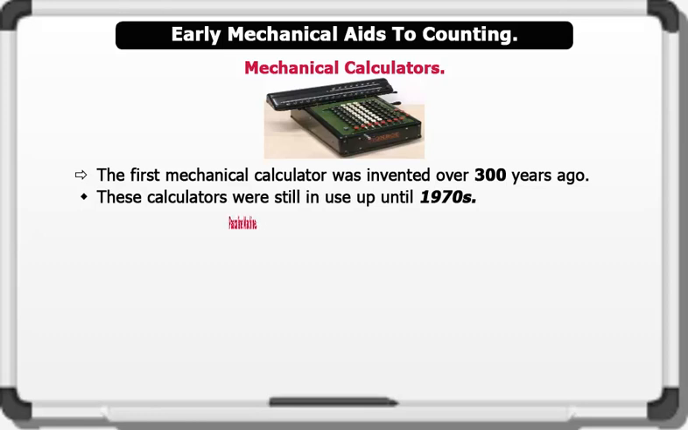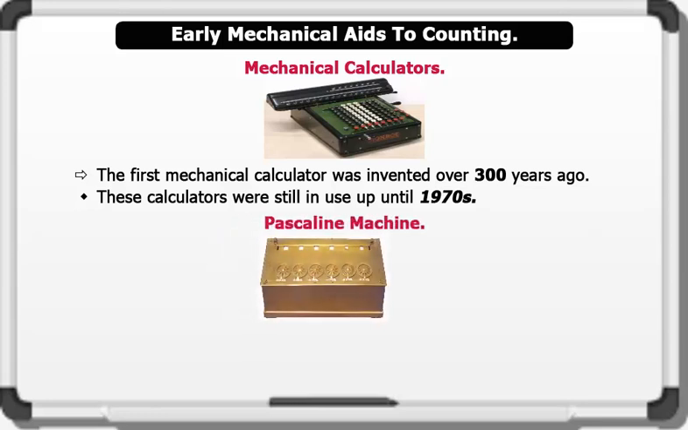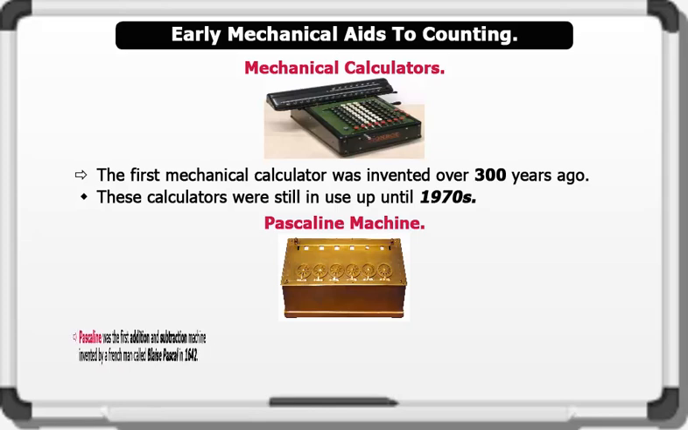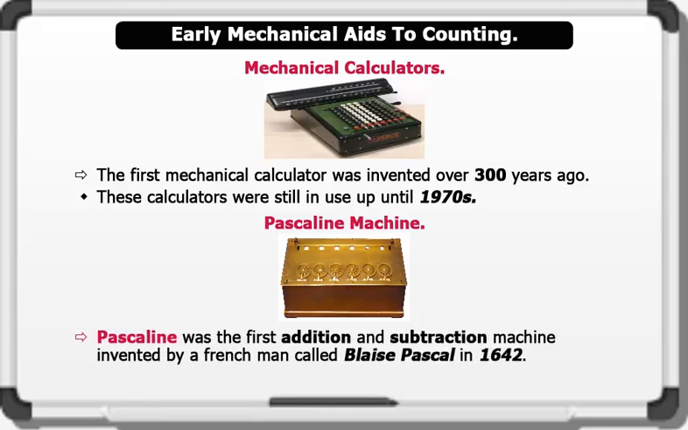2. Pascaline machine. Below is a Pascaline machine. Pascaline was the first addition and subtraction machine invented by a French man called Blaise Pascal in 1642. It has a number of wheels with teeth on them.